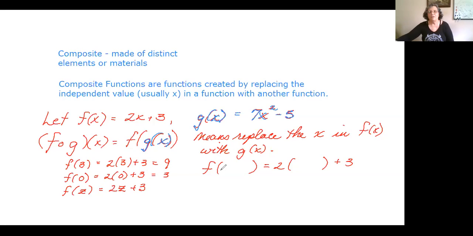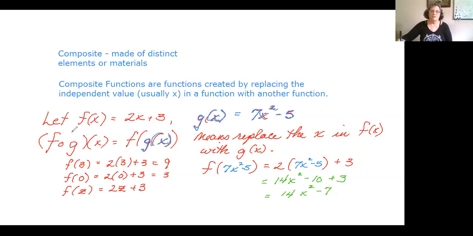Well, now we want to find out what f of g of x is. Since g of x is 7x squared minus 5, then f of 7x squared minus 5 is just going to be 2 times 7x squared minus 5 plus 3. And then I could put the combined function maybe in green. So that's going to be 14x squared minus 10 plus 3, which is 14x squared minus 7.